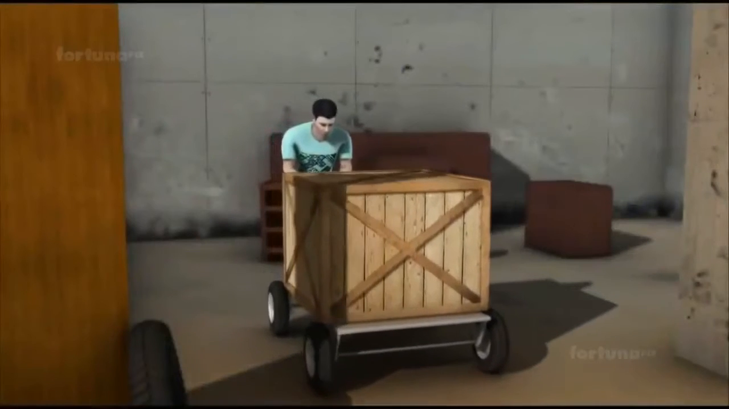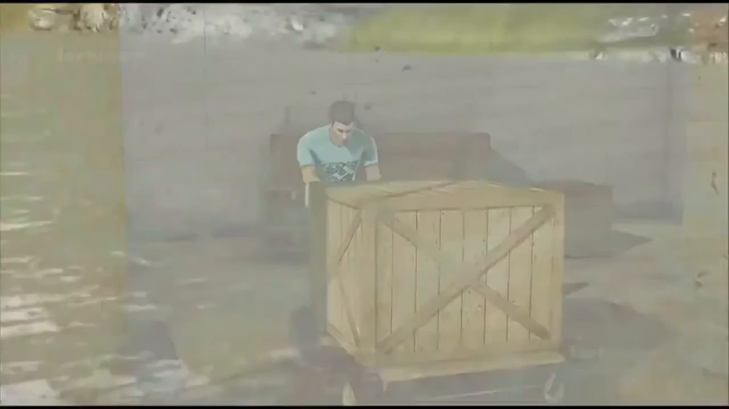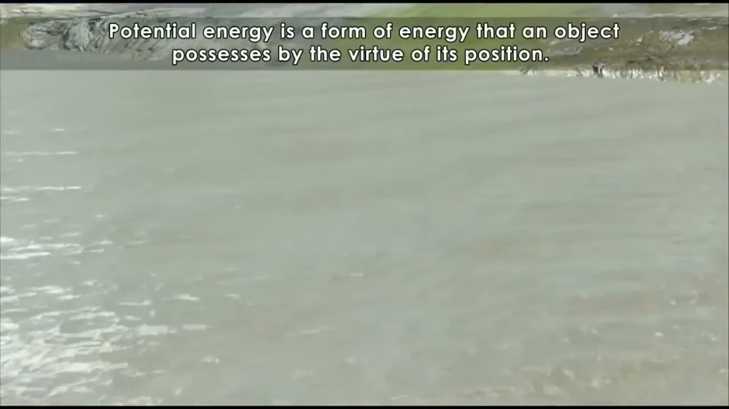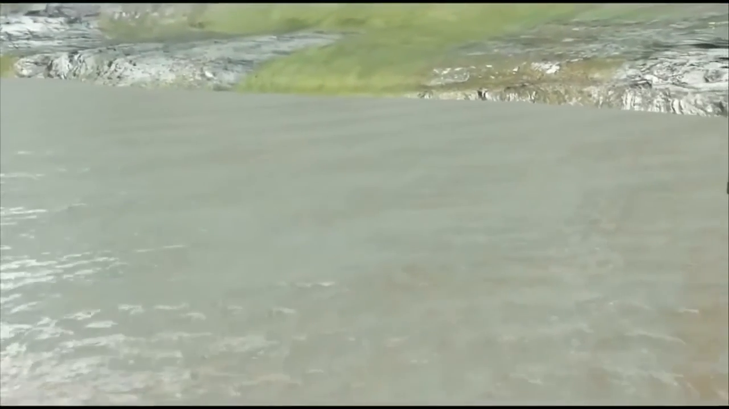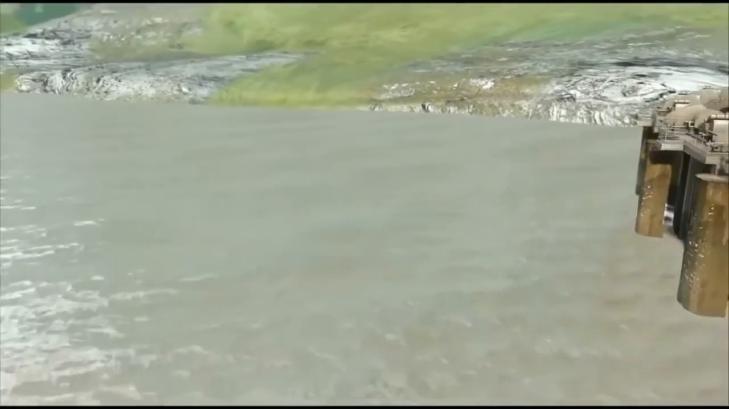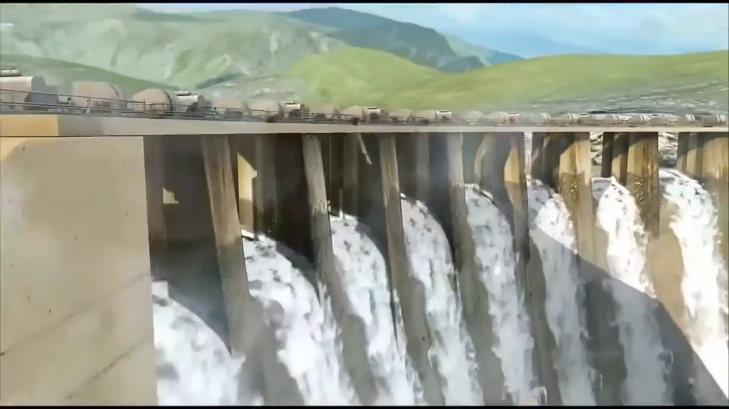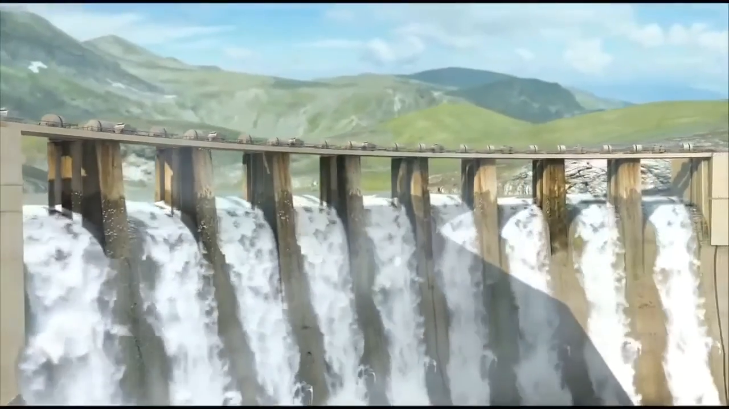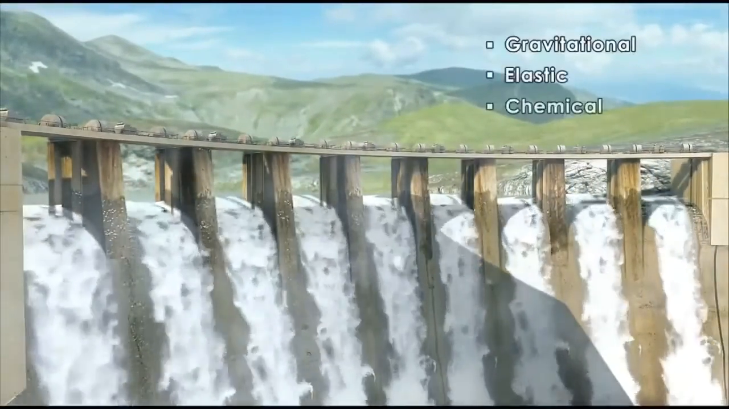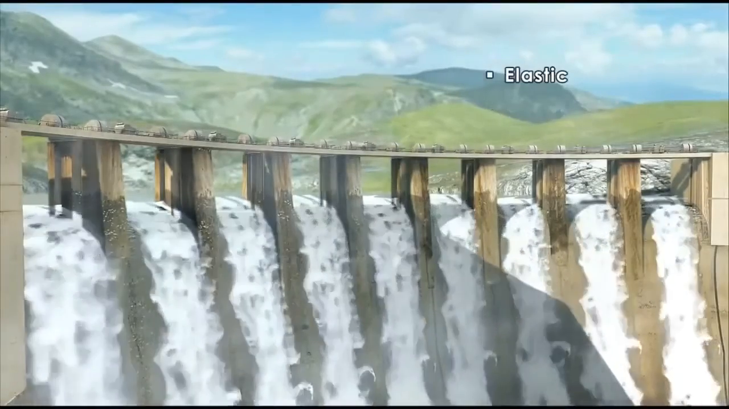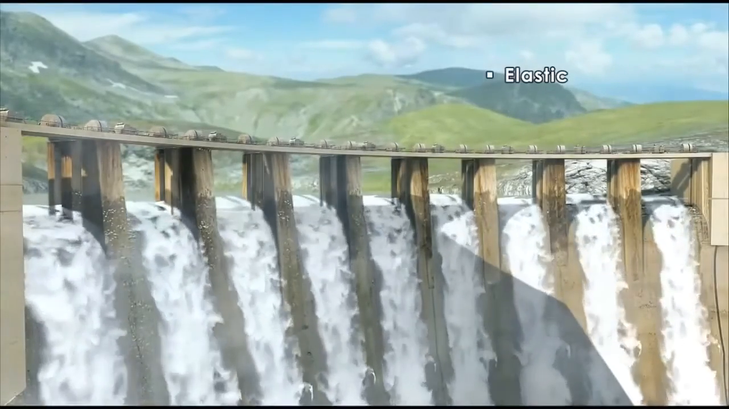Energy is the capacity to do any work. Potential energy is a form of energy that an object possesses by virtue of its position. Another way to think of it is as stored energy that has the potential to do work. Potential energy can be one of 3 types: gravitational, elastic, or chemical. Our focus for this session will be on elastic potential energy.